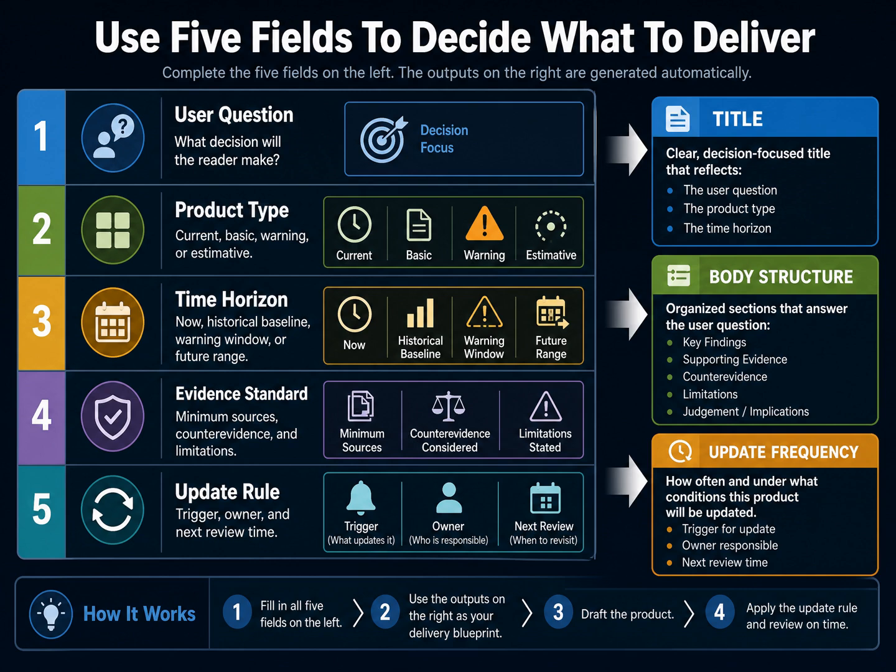Before writing the product, fill in 5 fields. What decision would the reader make? Which product type fits that decision? Are we answering about now, a historical baseline, a warning window, or a future period? What is the minimum evidence standard, including independent sources and counter-evidence?